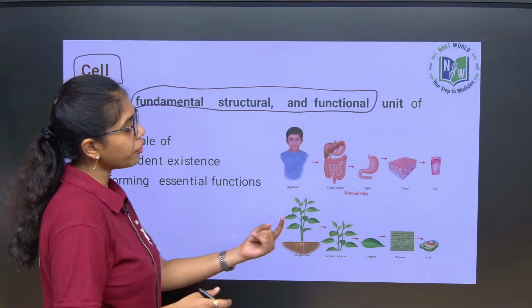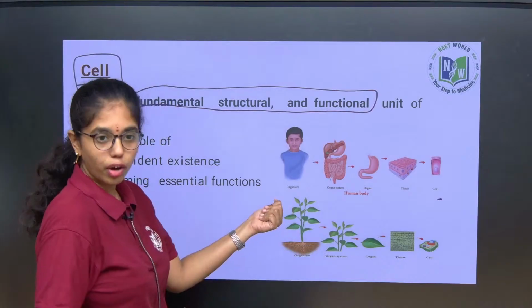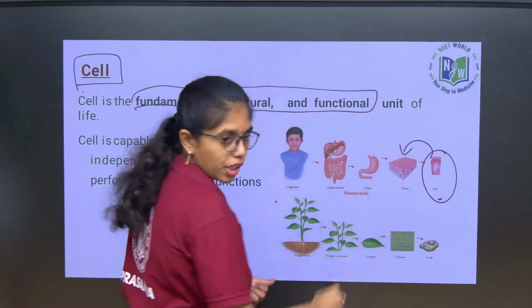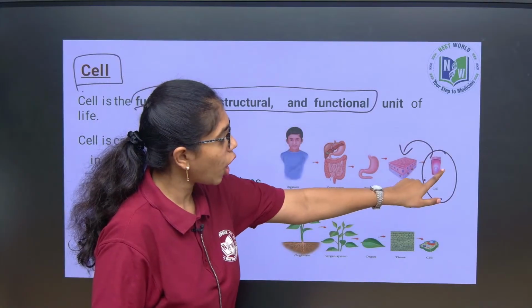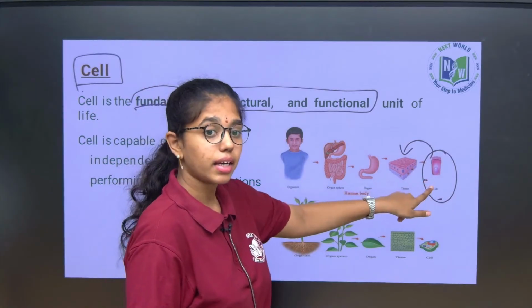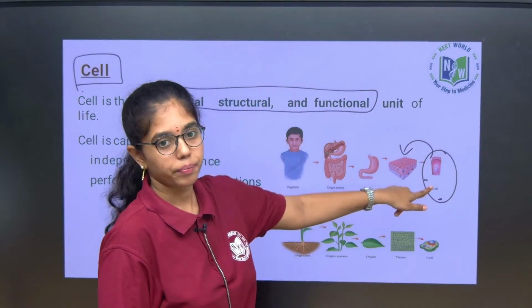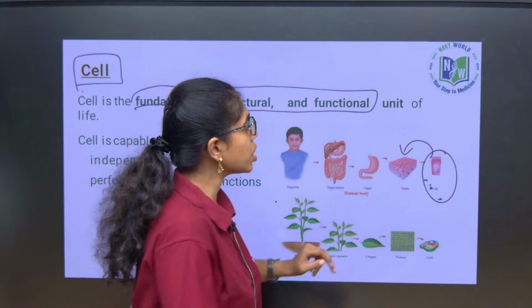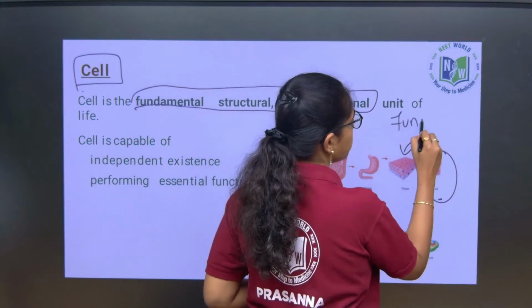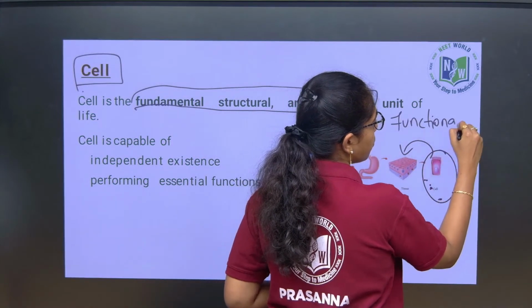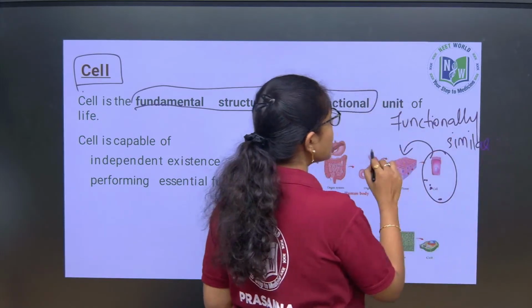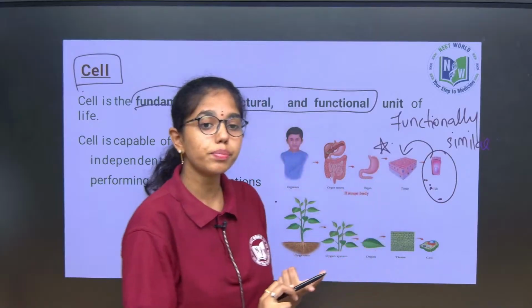As such, if you look into the hierarchy of organization, a group of cells will form what? Tissues. They can be similar or dissimilar in structure, but they are functionally similar. Structural similarity might be there or not, but functionally they are similar. They will form a tissue, because the definition of tissue is very much important.